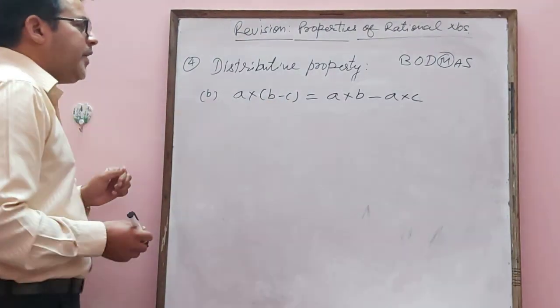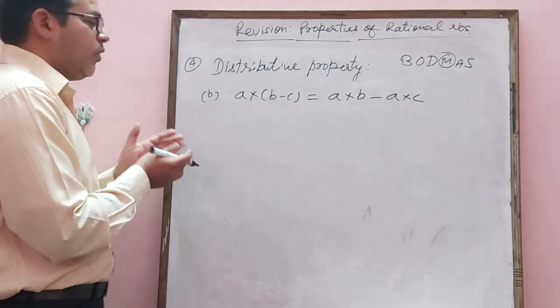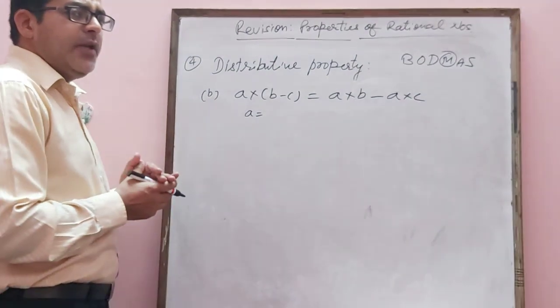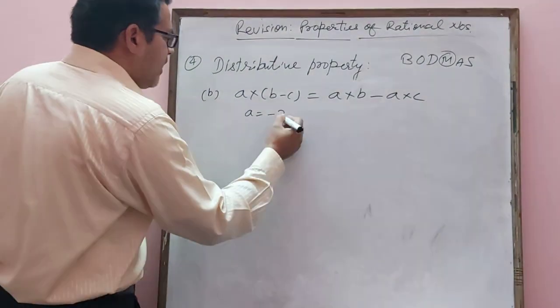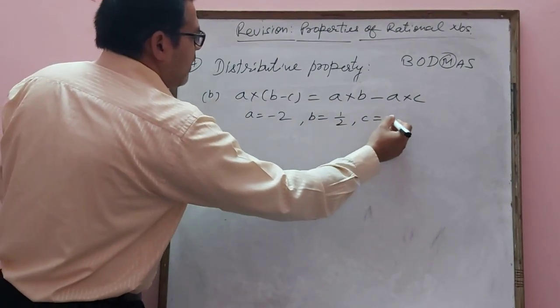Right? Now we check it. We justify this property whether this is true or not. So how we can justify it? By taking values of A, B and C. So A I am taking this time minus 2. B I am taking here 1 by 2 and C I am taking here minus 1.